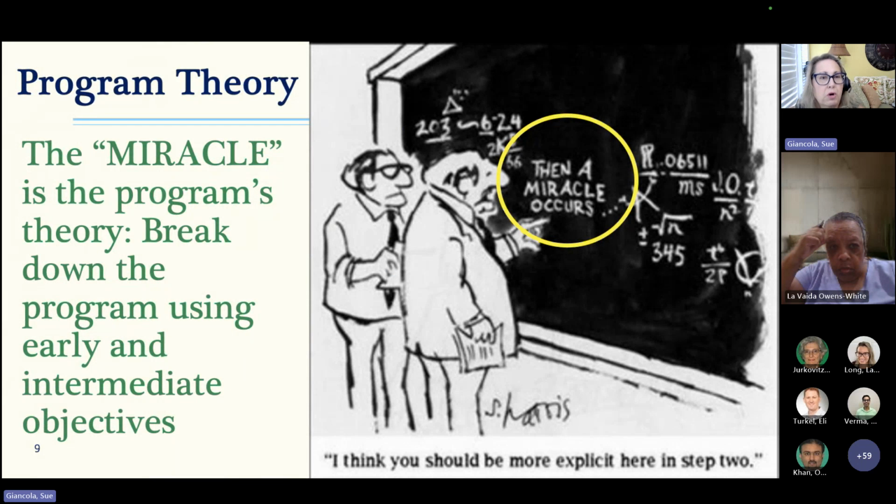So this miracle in the middle here is going to be the program's theory that we break down, and we're going to do that by using early and intermediate objectives. If you really know the project and its underlying rationale, then it's not really a miracle. It's a culmination of a lot of hard work that's based on a theory as to why you think your work will result in the desired outcomes.